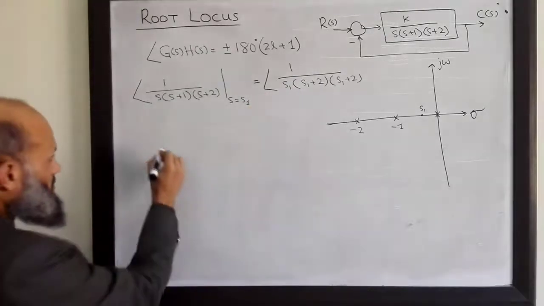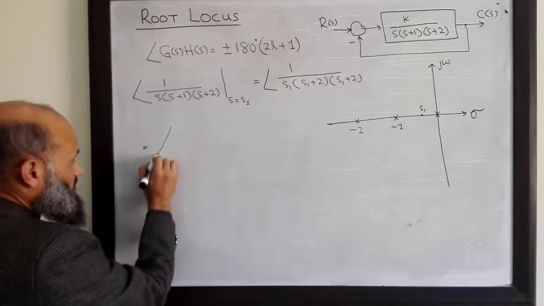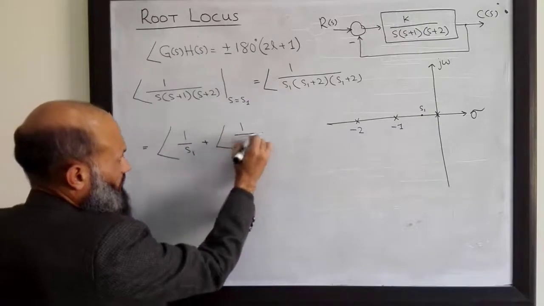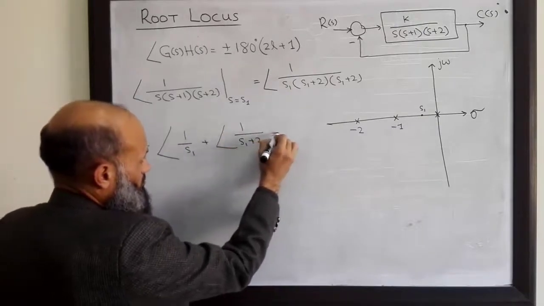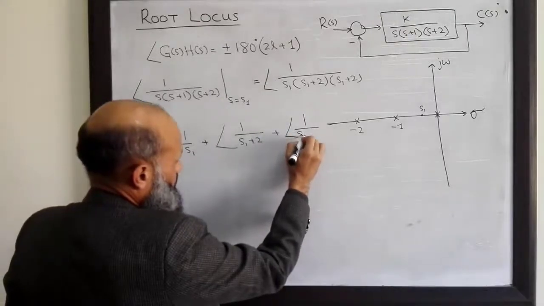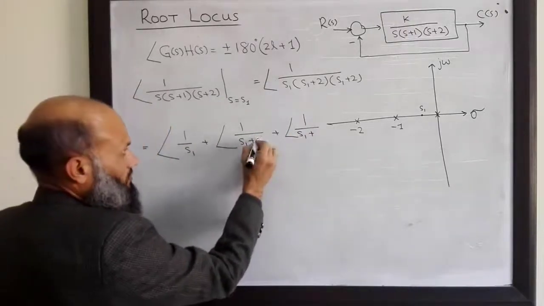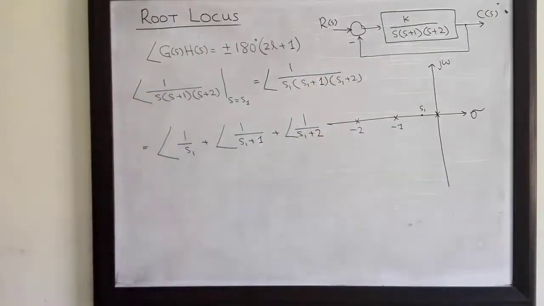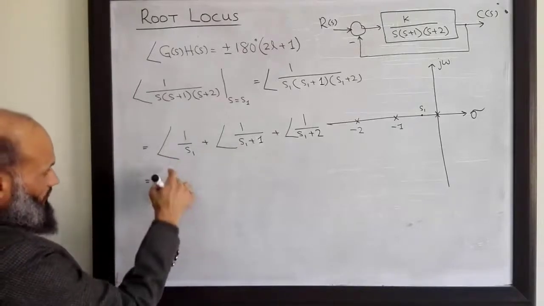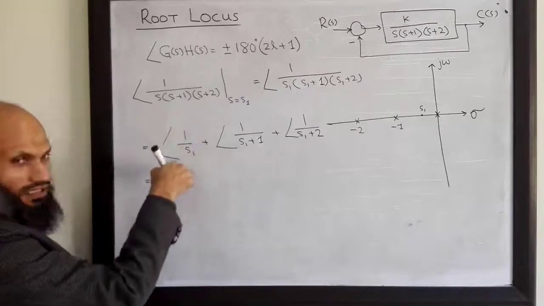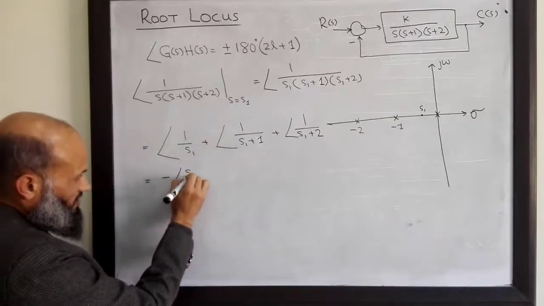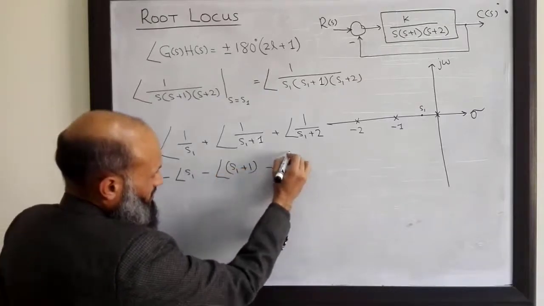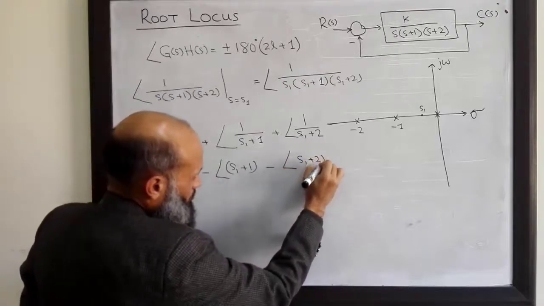So we can split this equation into this form, that is angle of 1 over S1 plus angle of 1 over S1 plus 1 plus angle of 1 over S1 plus 2. Which is the same as, if I invert it, then the angle will become negative. So minus angle of S1, minus angle of S1 plus 1, minus angle of S1 plus 2.